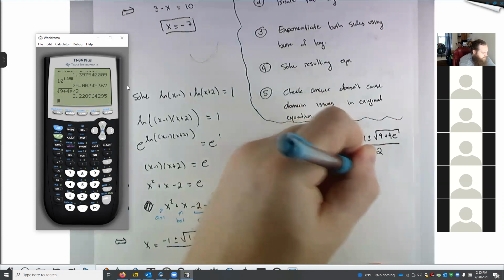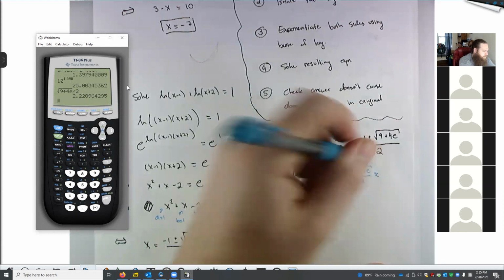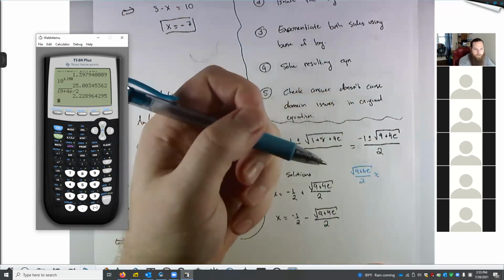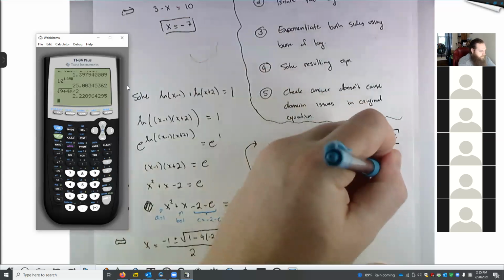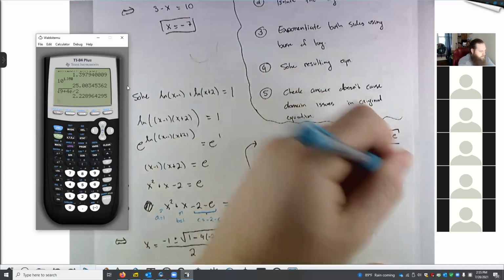So this part, a little note, square root of 9 plus 4e over 2. Our estimate wasn't bad. We said the top was probably close to 4.5, right? So half of that is 2.22. We were really, really close. This is 2.23-ish.